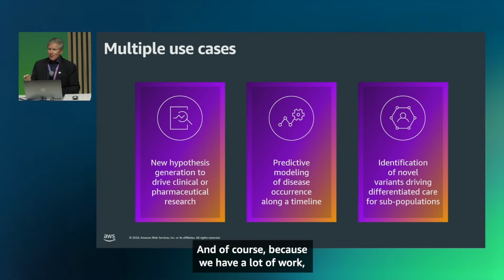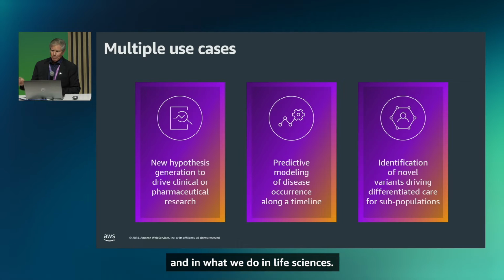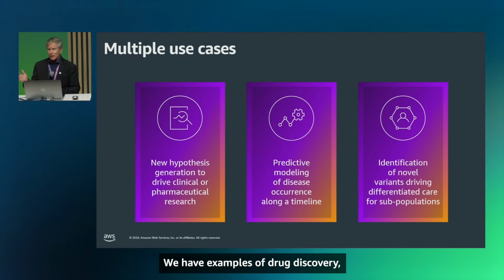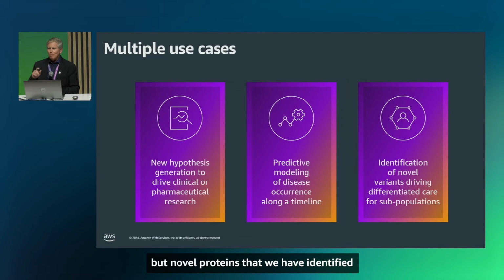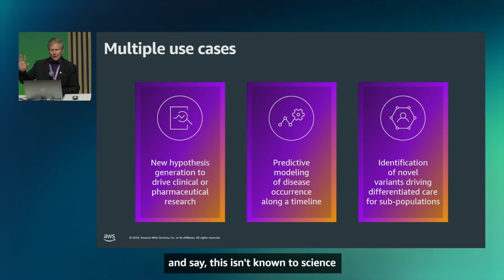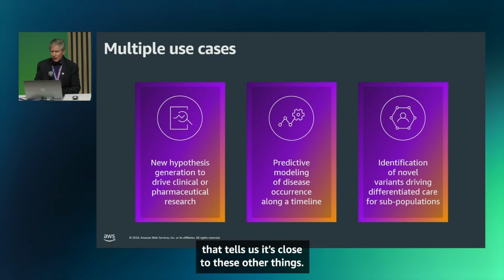And of course, because we have a lot of work, I lead our research side, both in academic medicine and in what we do in life sciences. We have examples of drug discovery, not of known proteins that bind to a receptor, but novel proteins that we have identified because we have tools that walk across the graph analytics and say, this isn't known to science, but it's likely something that has k-nearest neighbors that tells us it's close to these other things.